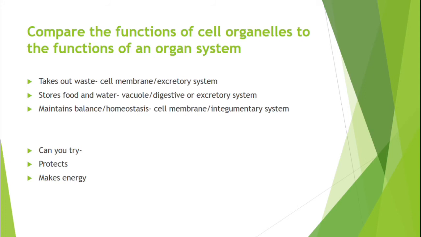Think of cell organelles and the organ system. What takes out waste? If you take out the cell organelle, the structures inside the cell, you know that the outer layer of the cell, called the cell membrane, takes out waste because it controls what goes in and out. It takes in the nutrients and gives out the waste.